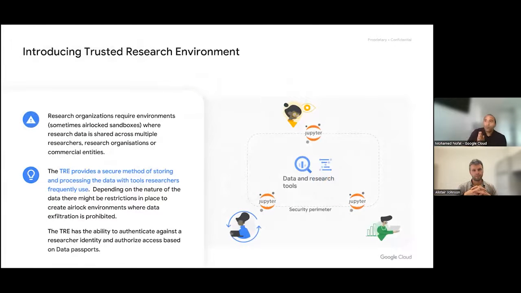Now, what we're going to do next, so we've talked about Google and what we've been doing in the space. Now we're going to specifically focus on the problem here. And the problem is building a trusted research environment, an environment that empowers collaboration and empowers accessibility to the underlying data, but also ensures that there's security.